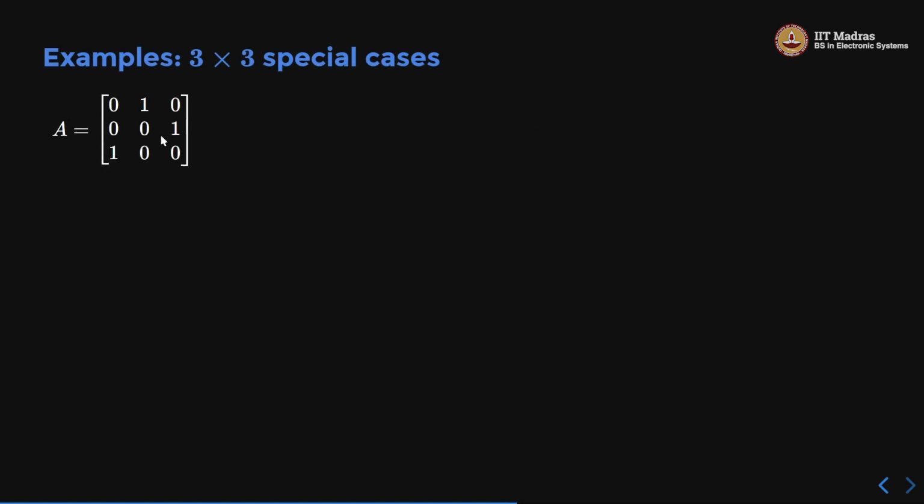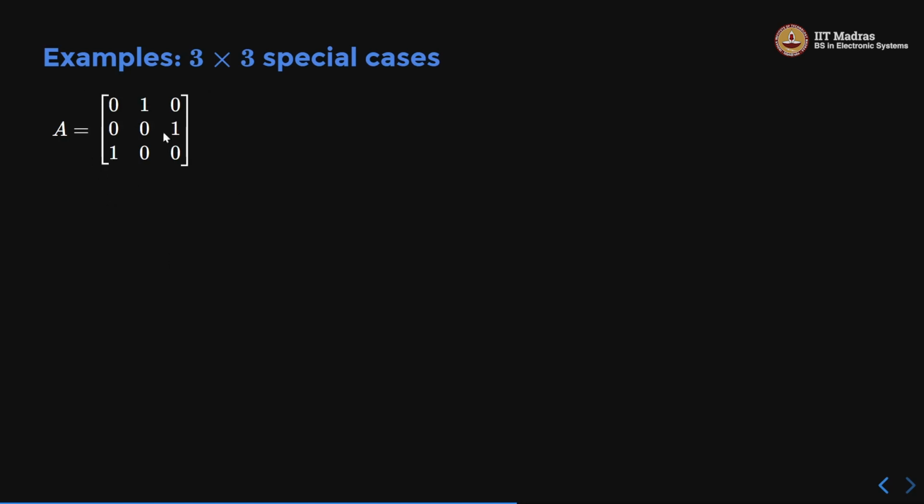Here is a matrix A. What is special about this matrix, you may wonder? The matrix has only 1 as a non-zero element, and if you see, every row has only a single 1. The first row has only a single 1, the second row has only a single 1, the third row also has a single 1. Likewise, every column also has a single 1. There is a 1 here, a 1 here, a 1 here. So these kinds of matrices are called permutation matrices.